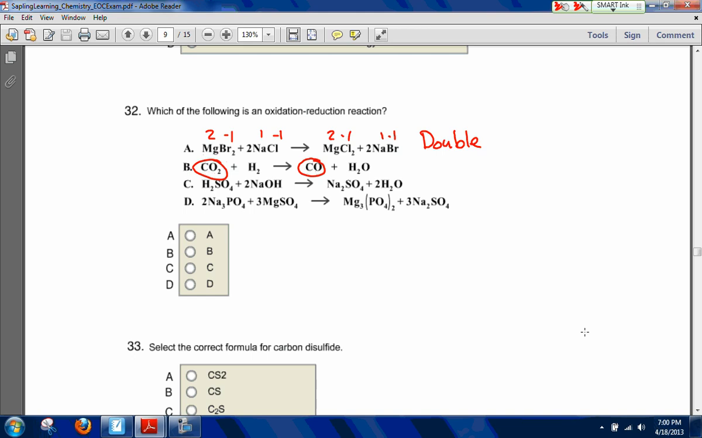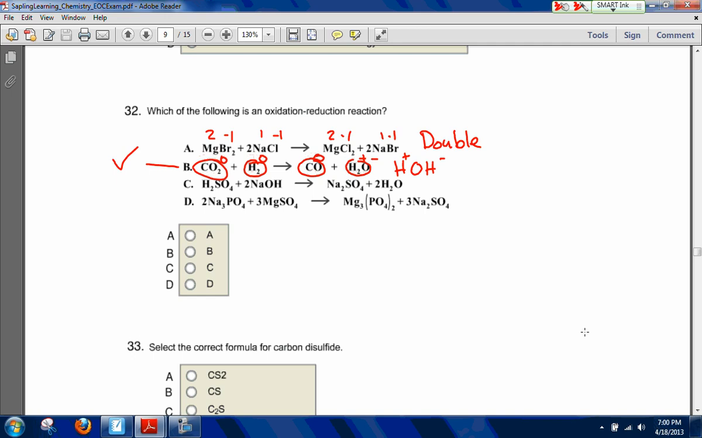So when this H2 becomes H2O, the other way we can write H2O is HOH. This is negative, this is positive. This H2 itself is neutral. So we had a change from zero charge, zero charge, zero charge, to plus and minus. So that's a change of charges. This could be our answer. But let's go ahead and check through.